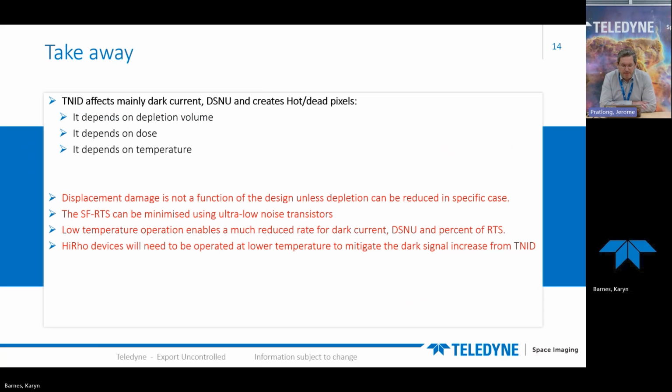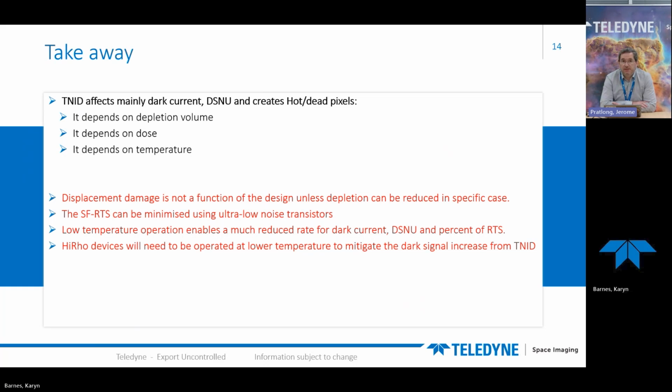In terms of takeaway, the impact of a total non-ionization dose is mainly affecting the dark current, DSNU, and creates hot or dead pixels. It depends on depletion volume, it depends on the dose, and it depends on temperature. Therefore, displacement damage is not really something we can do much about in terms of design, apart from making sure that we've got the minimum depletion volume needed for the application.